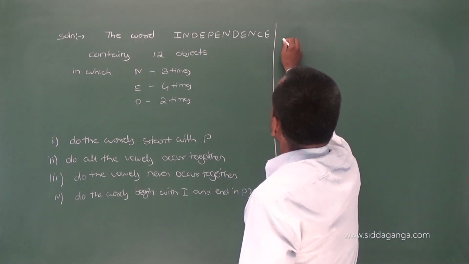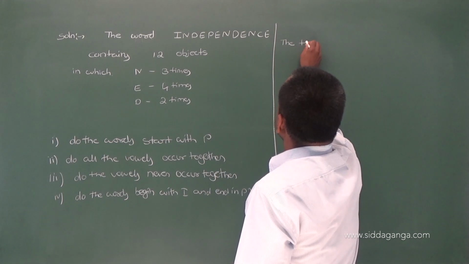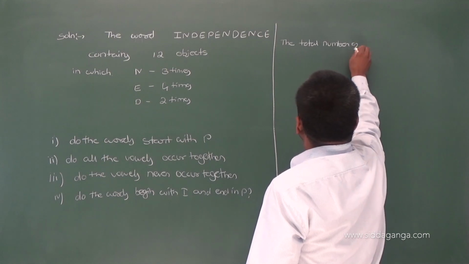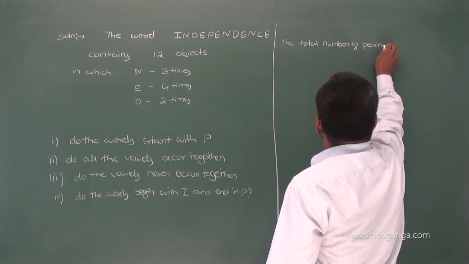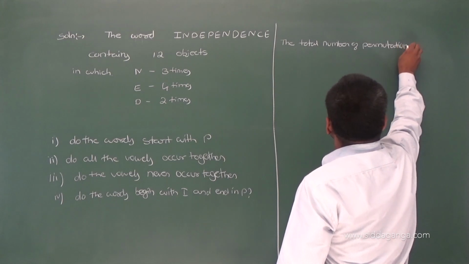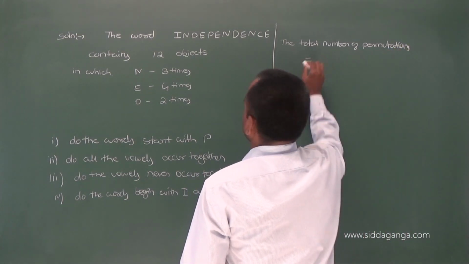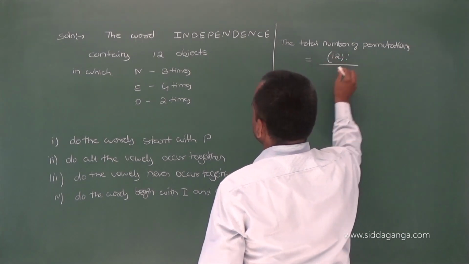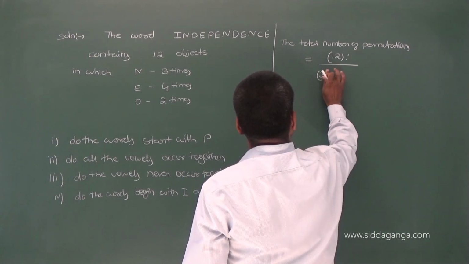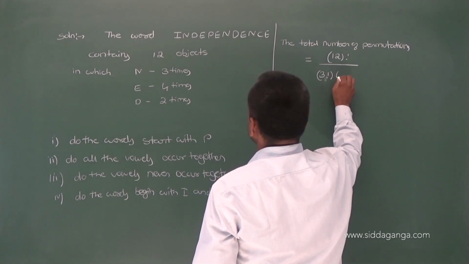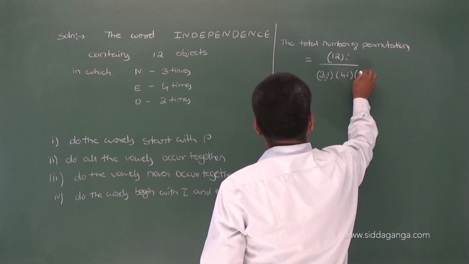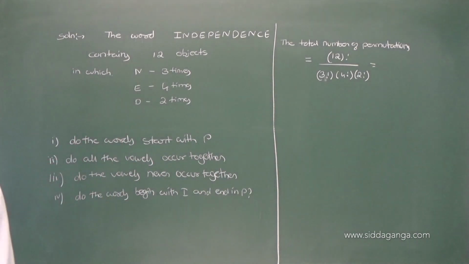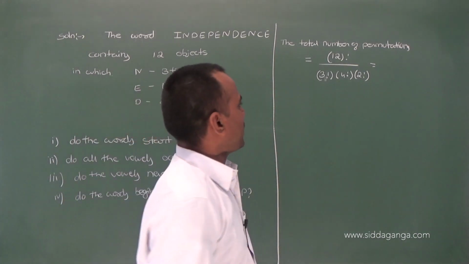Firstly, the total number of permutations is 12 factorial divided by 3 factorial into 4 factorial into 2 factorial.